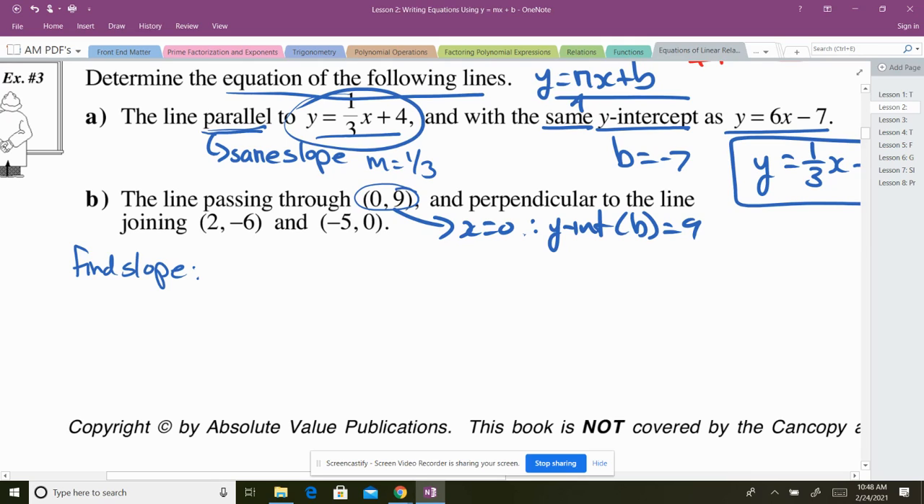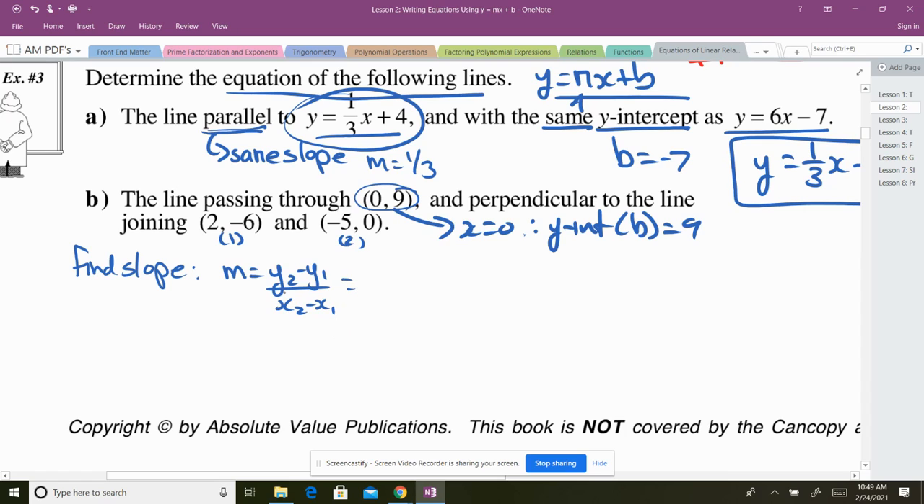Can I find the slope if I know 2 points that it goes through? What equation do I use? Look at the back of your book. It's y2 minus y1 over x2 minus x1, right? Because that's the equation you use when you have 2 points. This would be set 1, that's set 2. It doesn't matter, but if you want to label them that way.